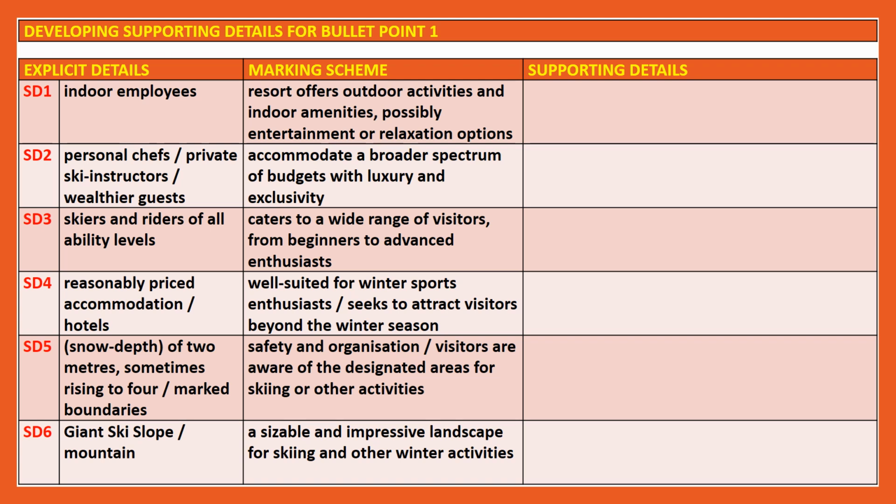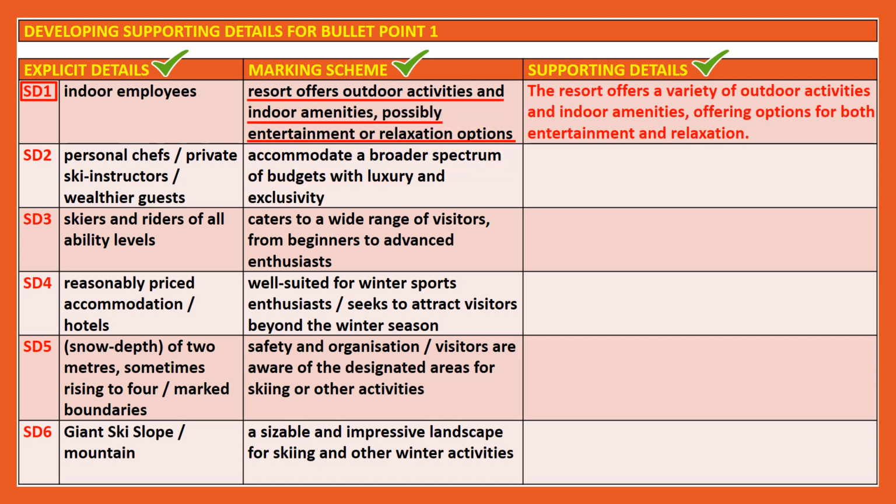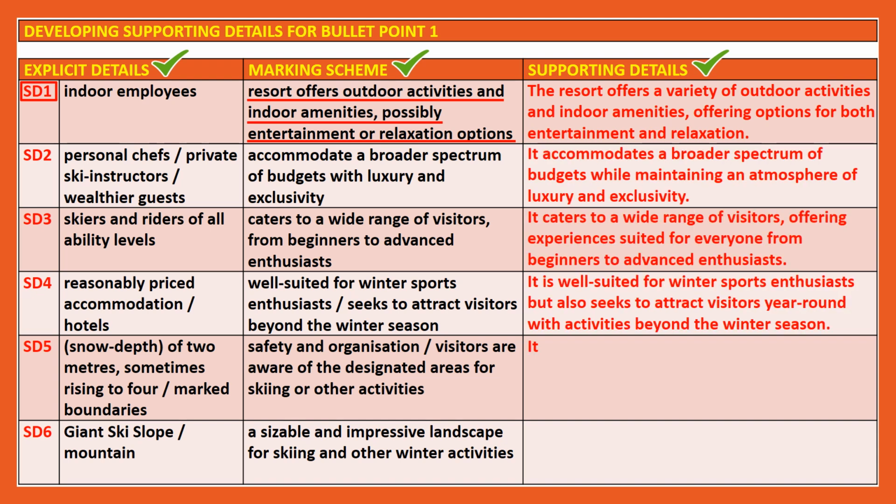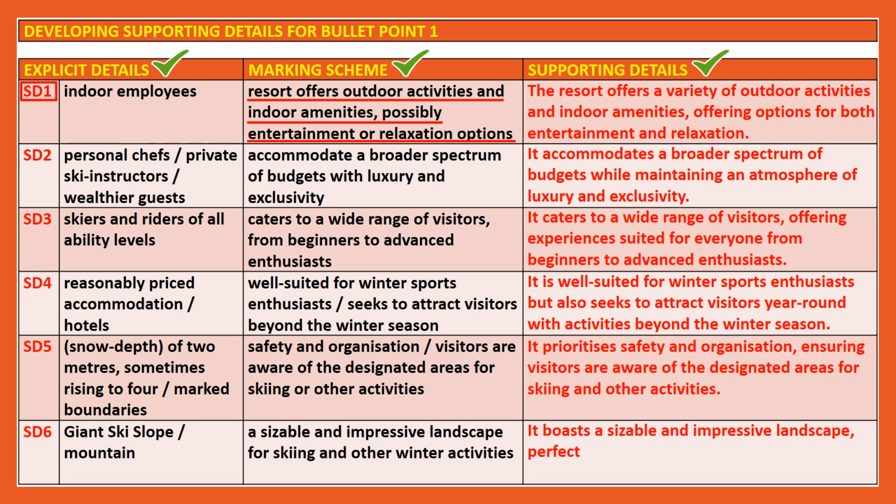Use clues from the explicit details and the marking scheme provided to develop supporting details to be included in body paragraph 1. For example, supporting detail 1: look at the implicit ideas recorded in the marking scheme. Use these ideas and frame a sentence to develop your first supporting detail. Follow the same process and develop supporting detail 2, supporting detail 3, supporting detail 4, supporting detail 5, supporting detail 6.